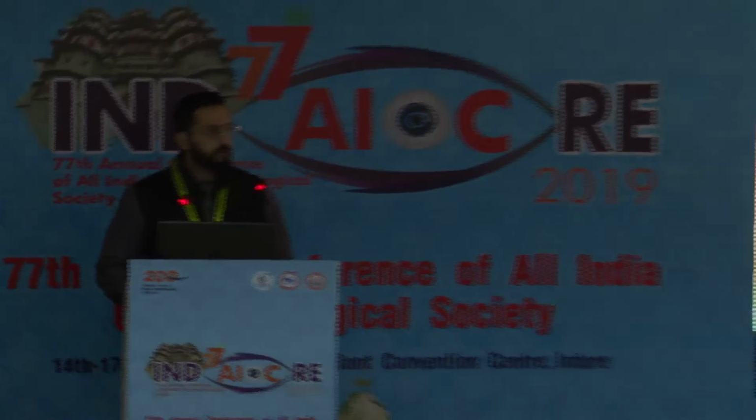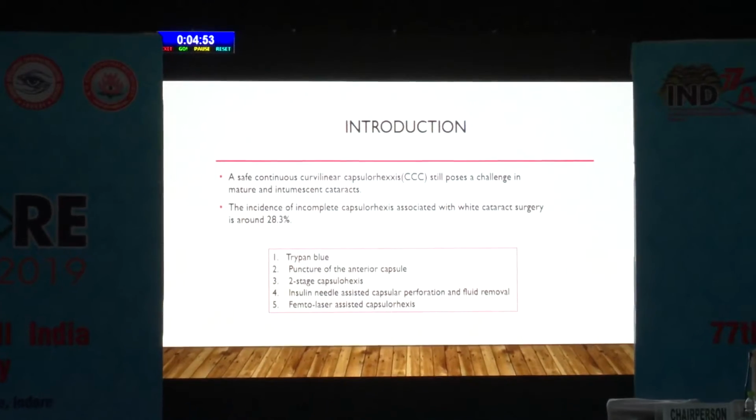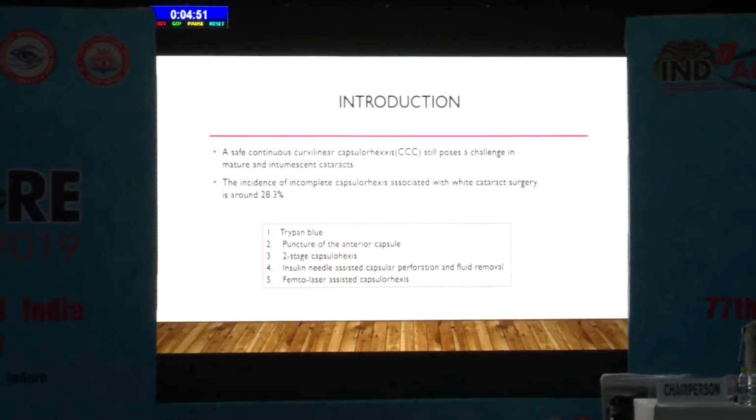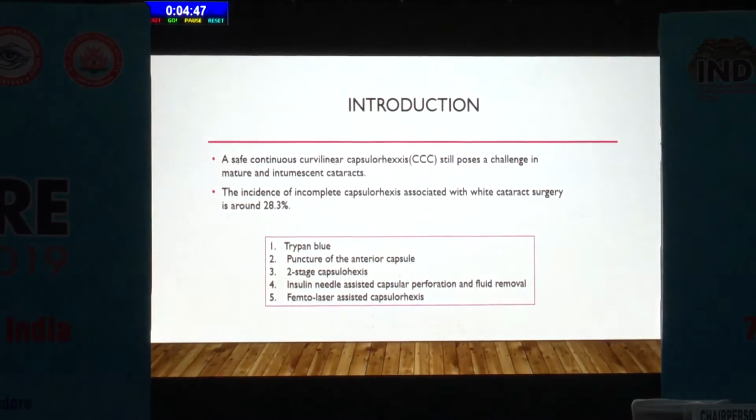Hi, good morning. So my topic is how do we use the anterior segment OCT in better management of white cataracts. We know that the continuous capsulorhexis poses a challenge in mature and white cataracts. The incidence of incomplete capsulorhexis is as high as 28.3%. What do we have in our armamentarium right now?